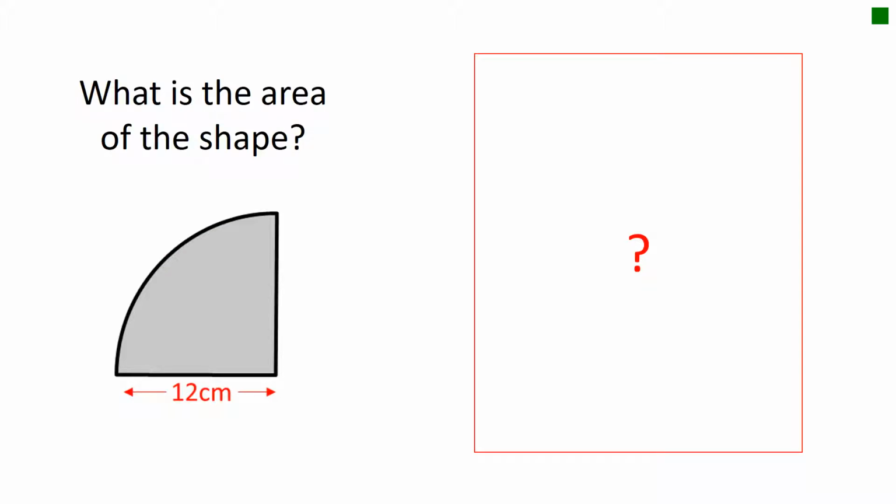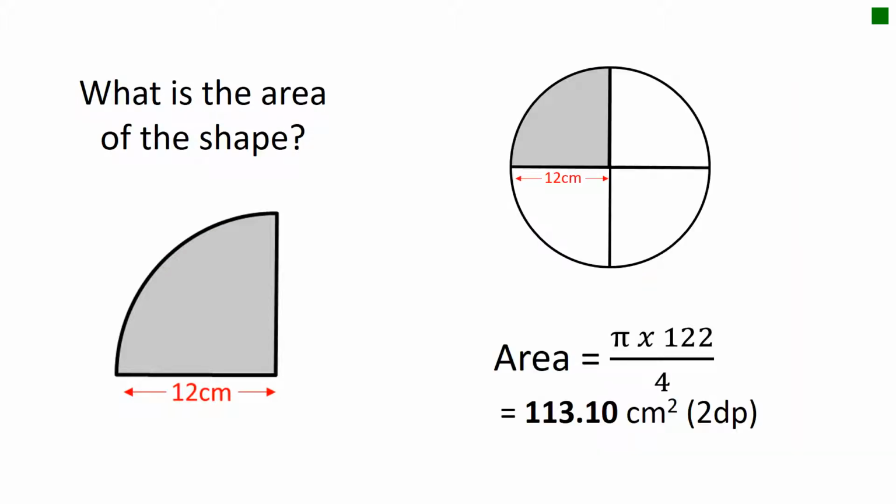What is the area of the shape? So we have a quarter of a circle where the radius is 12. So the area of a full circle is pi times 12 squared, and then we are going to divide that by 4 because we have a quarter, giving us a final answer of 113.10 to 2 decimal places.